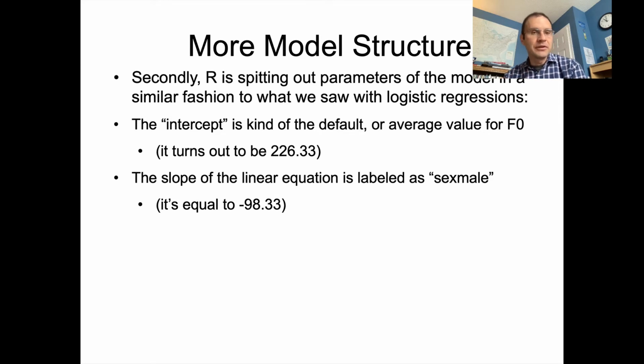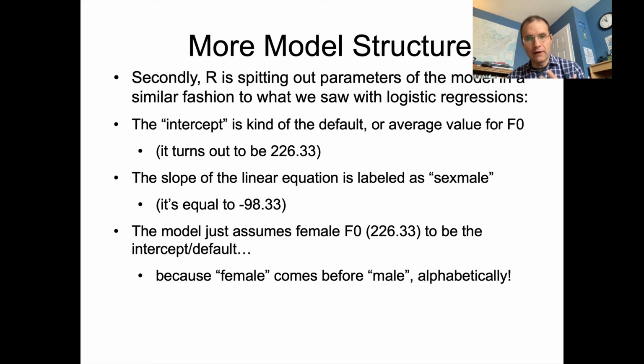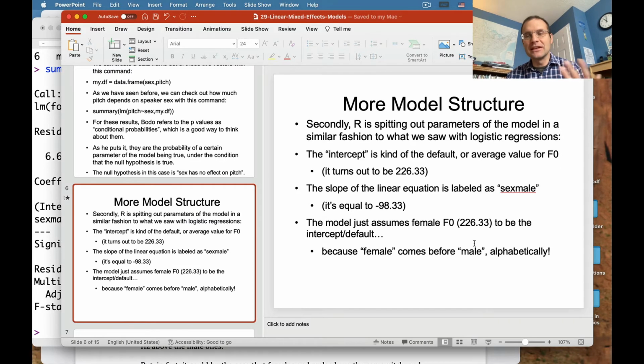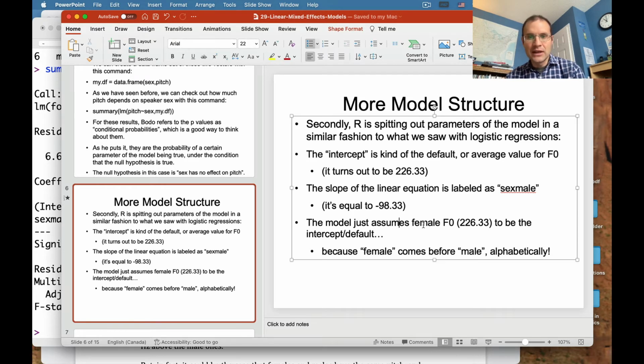And then the slope of the linear equation is labeled as sex male. And so the model is just building off of female F0, which is 226.33, just making sure I got that right. So this is our average female F0, and that's going to be the default simply because female comes before male in the alphabet. That's how R just approaches this. So we start out with this default or average F0 for females, and then this is the average effect of being male on top of that F0, right?